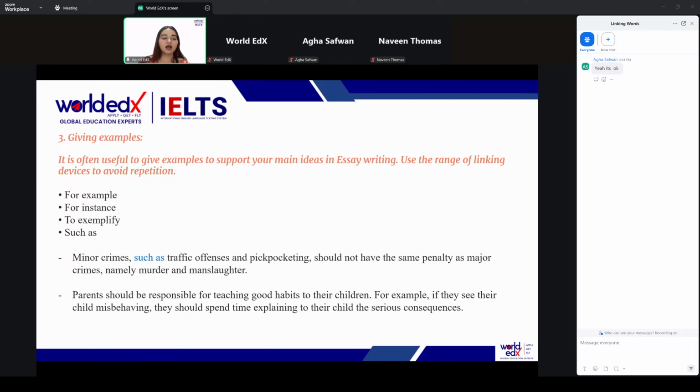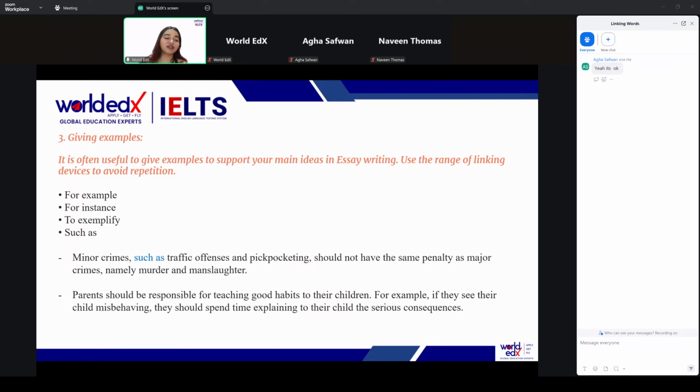The next is parents should be responsible for teaching good habits to their children. For example, if they see their child misbehaving, they should not spend time explaining to their child the serious consequences. Okay. If you have seen a very famous meme that is going about these days, there was this child who came on KBC and he was extremely narcissistic and a very hard nut to crack. Actually, he was just cutting Amitabh Bachchan in the middle of his sentences. He was very condescending in his approach.